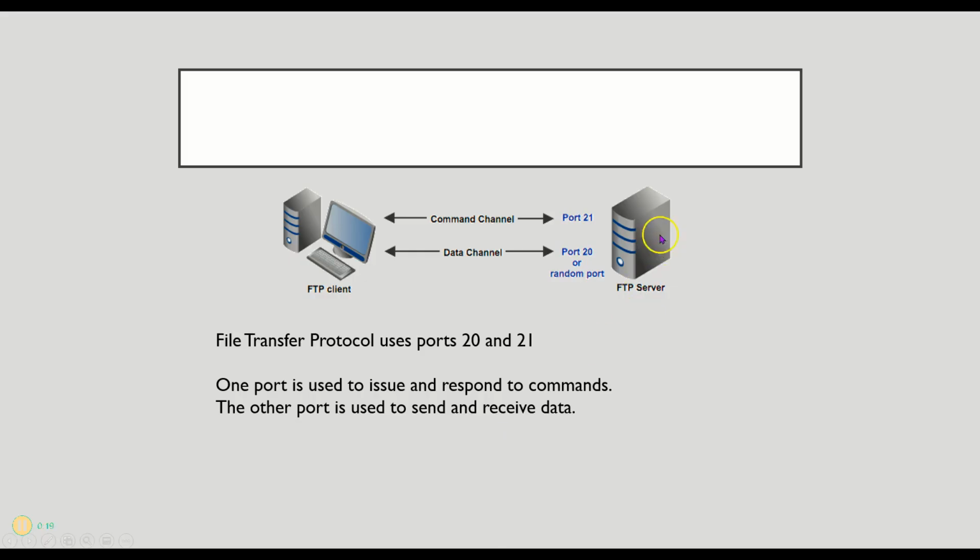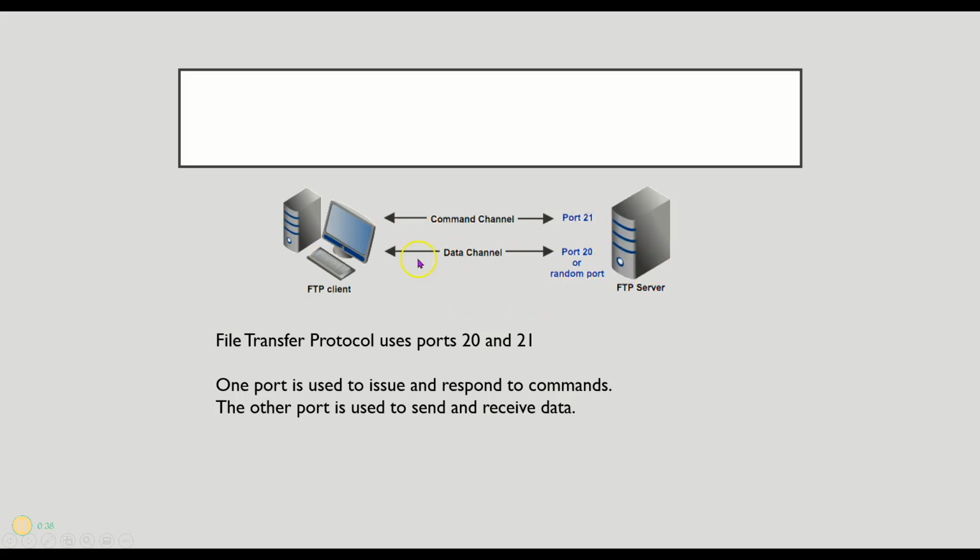So FTP actually runs on two different ports. It has a port 21 and a port 20. One of those ports is used as the command channel to actually send the commands back and forth that the document is needed and that it acknowledges that it's going to send the document and so on.